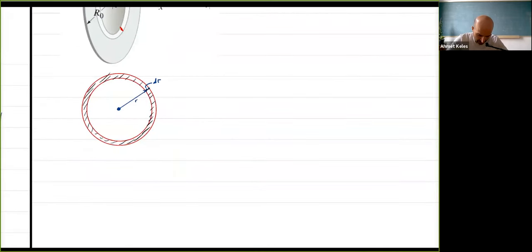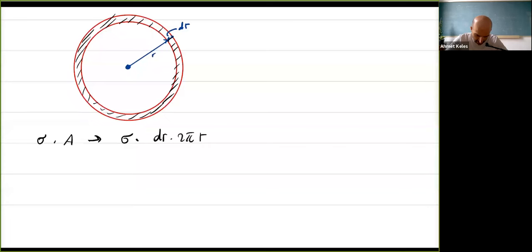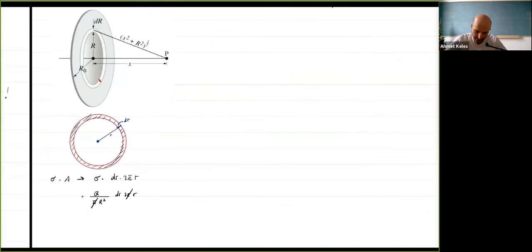Again, density times area is charge. So density times area is what? Density times dr times 2 pi r. And the density is equal to total charge divided by total area, which is pi R0 squared. And I have dr times 2 pi r. Now I can cancel this pi if I want to. So let's put this.